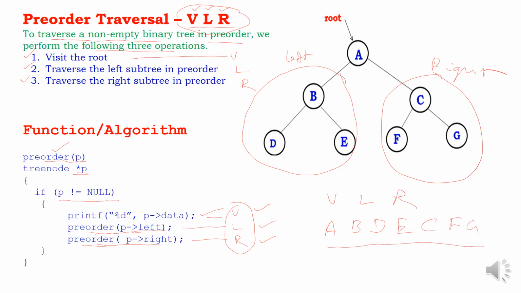So in the preorder function, what are we performing? Visit the root node, printf P data. P is the root node and its data is printed. It has two nodes, left node and right node. Left node is B, right node is C. So traverse the left subtree in preorder, then traverse the right subtree in preorder. We are calling the same preorder function in recursive fashion: preorder left subtree, then preorder right subtree. Visit root node, preorder left, preorder right. In this way we can perform preorder traversal using a recursive function.